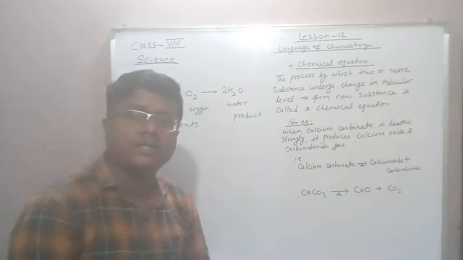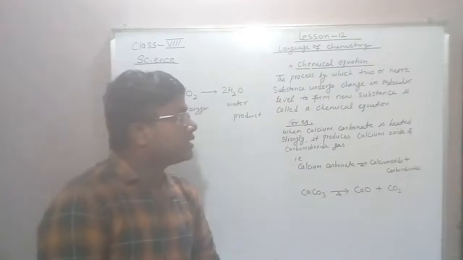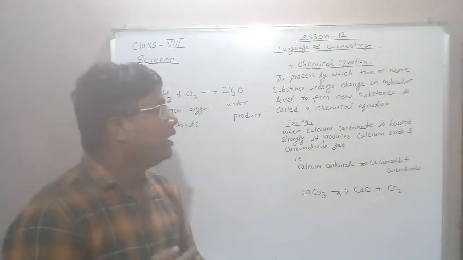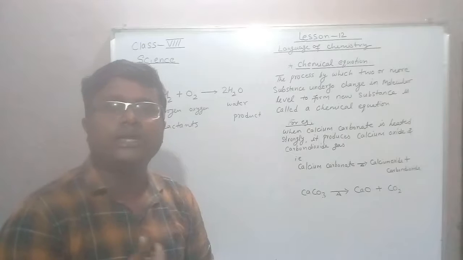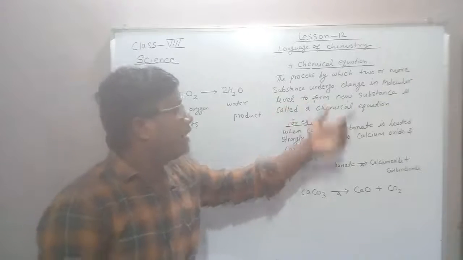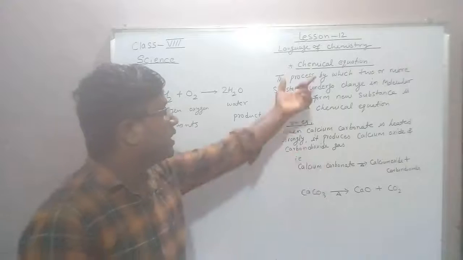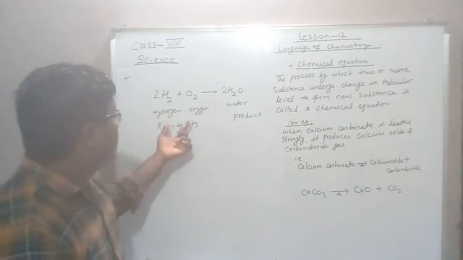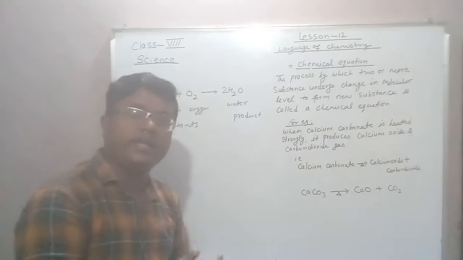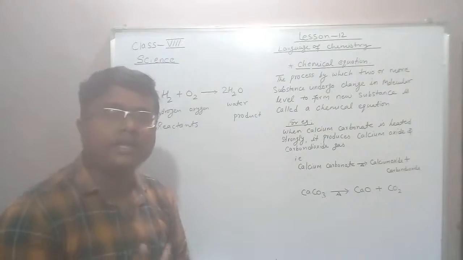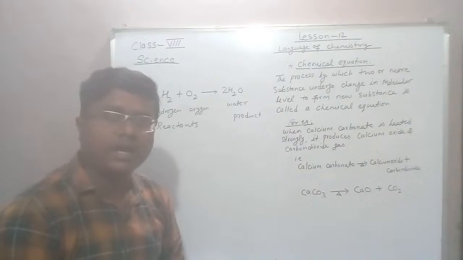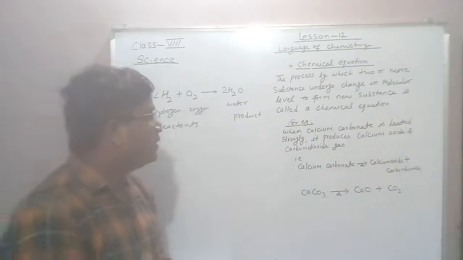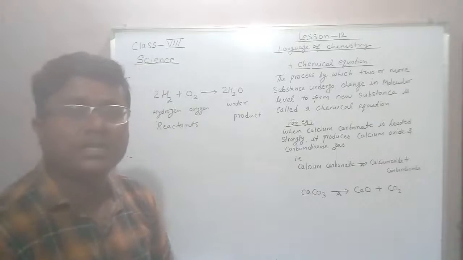A chemical equation is the process by which two or more substances undergo change at the molecular level to form a new substance. That is your chemical equation or chemical reaction. The substances that undergo the reaction are called the reactants, and the result that we get after their reaction is called the product. I hope these topics are clear for you.